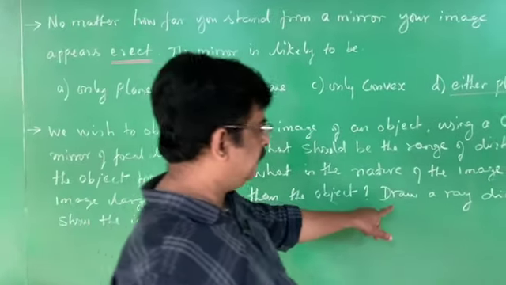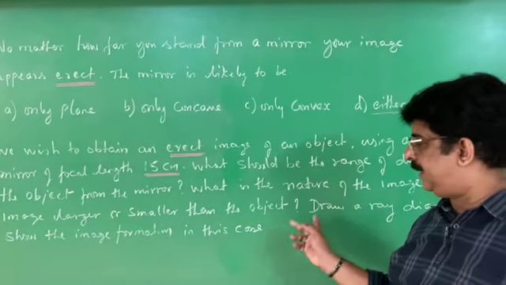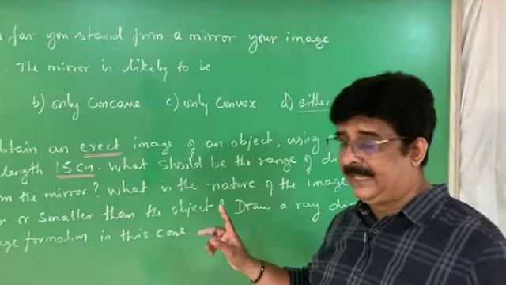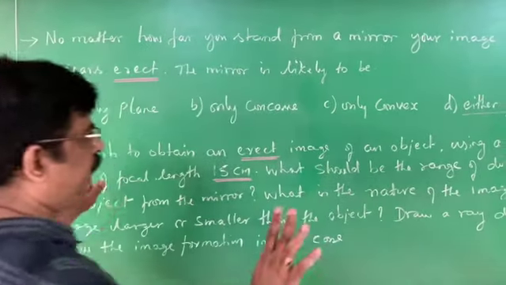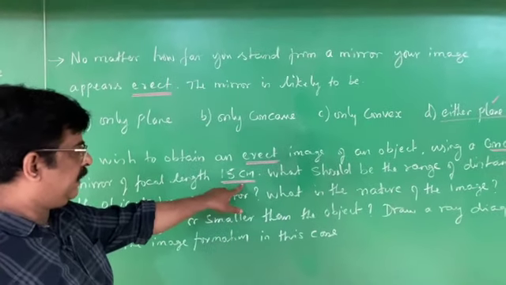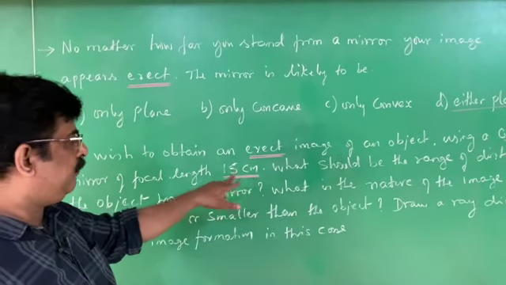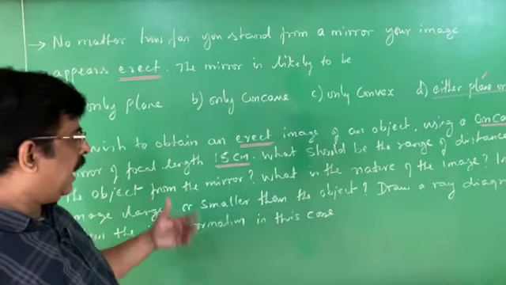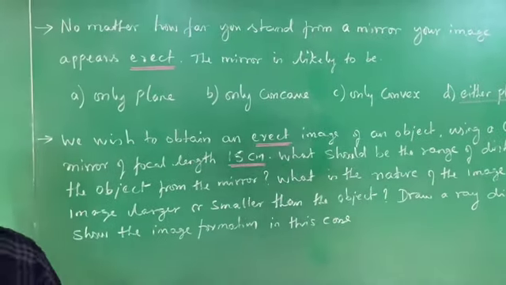Fourth part of the question is, draw a ray diagram to show the image formation in this case. You have to draw the ray diagram when the object is placed between P and F in the case of a concave mirror. I write this one. The concept is very simple. The first one is, the focal length of the concave mirror is 15 centimeter. What is the range of the object? We can get the erect image up to 15 centimeter range. Second is, what is the nature of the image? It is virtual and erect. And is it larger or smaller? It is larger. Now I am going to draw the ray diagram.